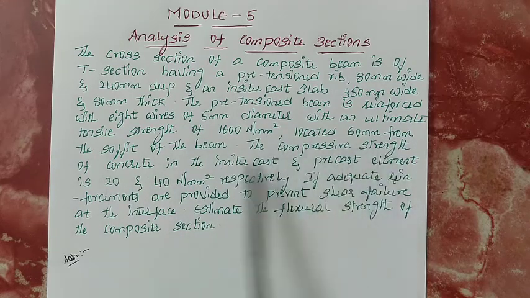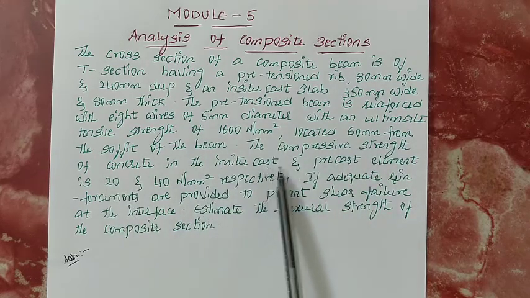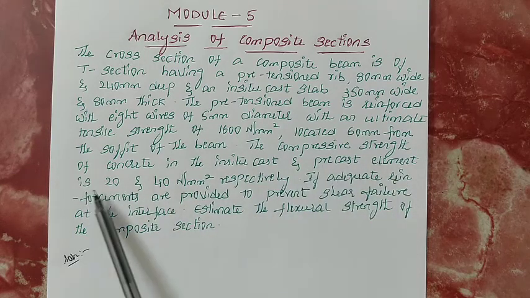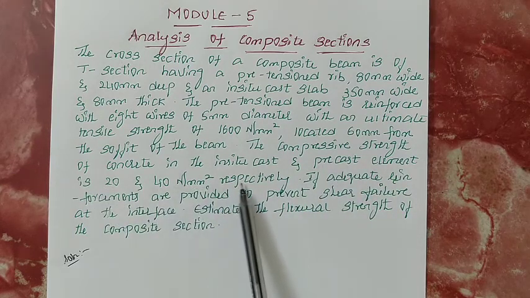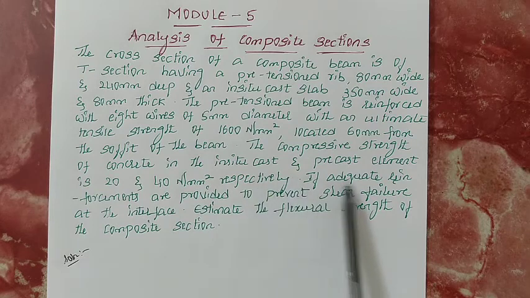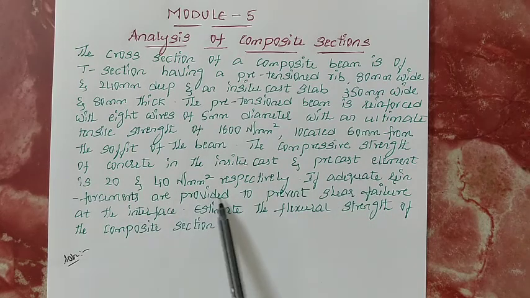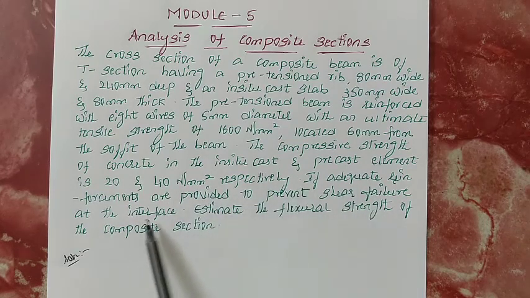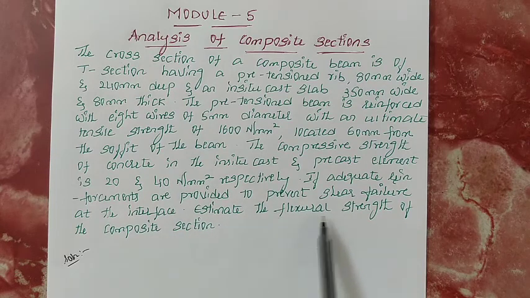The compressive strength of concrete in the in situ cast and precast element is 20 and 40 Newton per mm square respectively. If adequate reinforcement is provided to prevent shear failure at the interface, estimate the flexural strength of the composite section.